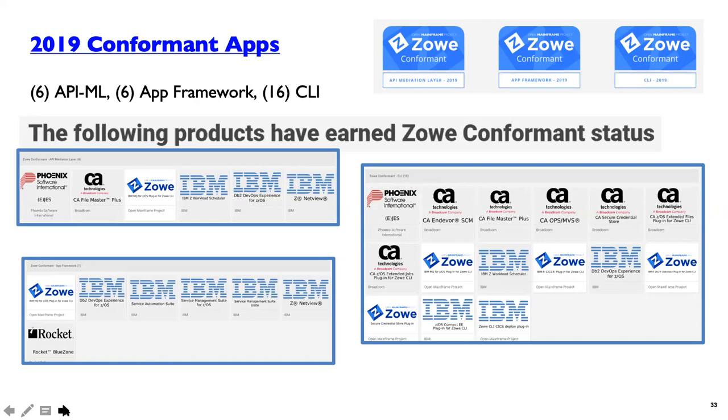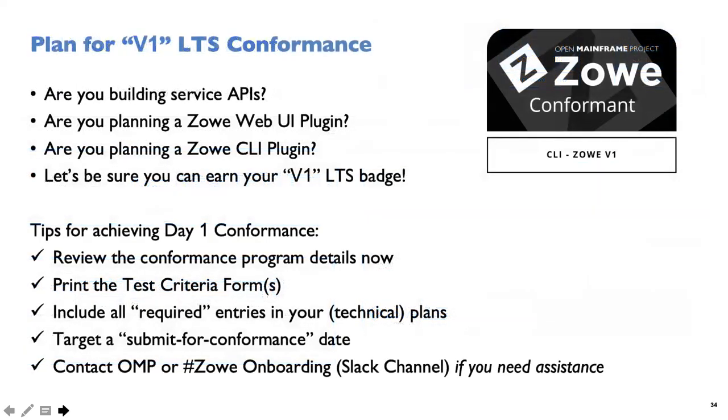And then finally, I believe I have one more slide here. Yeah, so you are going to want to plan to earn your V1 LTS conformance badge, especially if you have an existing 2019 badge. Again, we have a few more requirements added to the testing criteria. And here are some suggestions to help you get started.